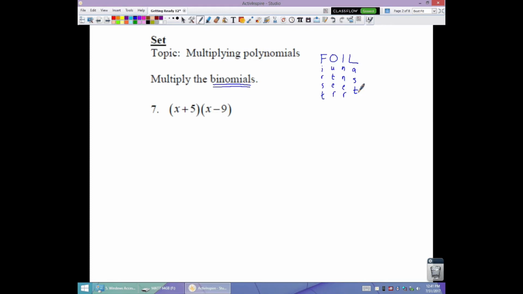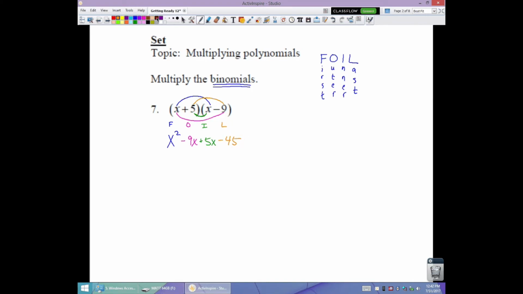And it's just a little acronym to remind you of which things have to get multiplied when you have two binomials. So first would be the first in one parentheses times the first in the other one. So x times x is x squared. Okay, that's the F in FOIL. Then outers would be x times negative 9. So the outers would give us negative 9x. The inners are the two inside. 5 times x would be positive 5x. And then the last is the last term in each parenthesis. So 5 times negative 9, the last gives us negative 45.